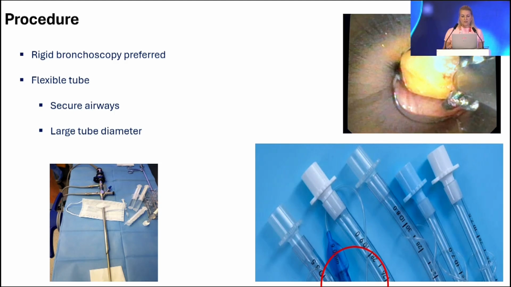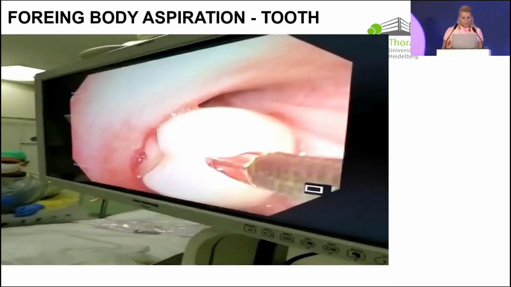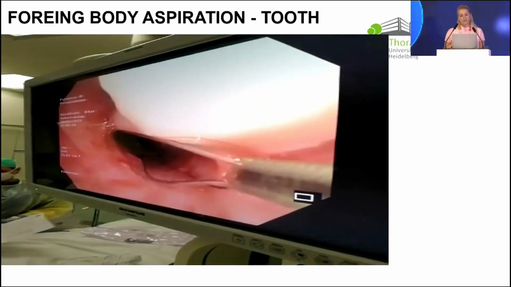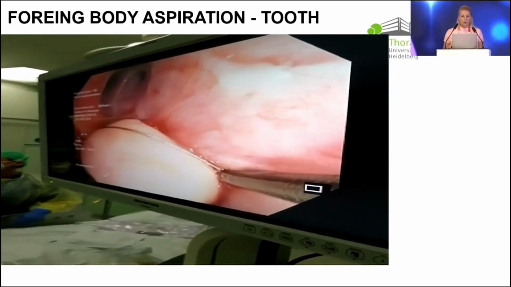In this case, please choose a tube with a large diameter, so the 9 millimeter if possible, because sometimes the foreign bodies, as I told you, are big and it's really hard to take them through the ET tube. I have here a video of a tooth which I tried for a long time to remove because it was stuck in the right lower lobe.